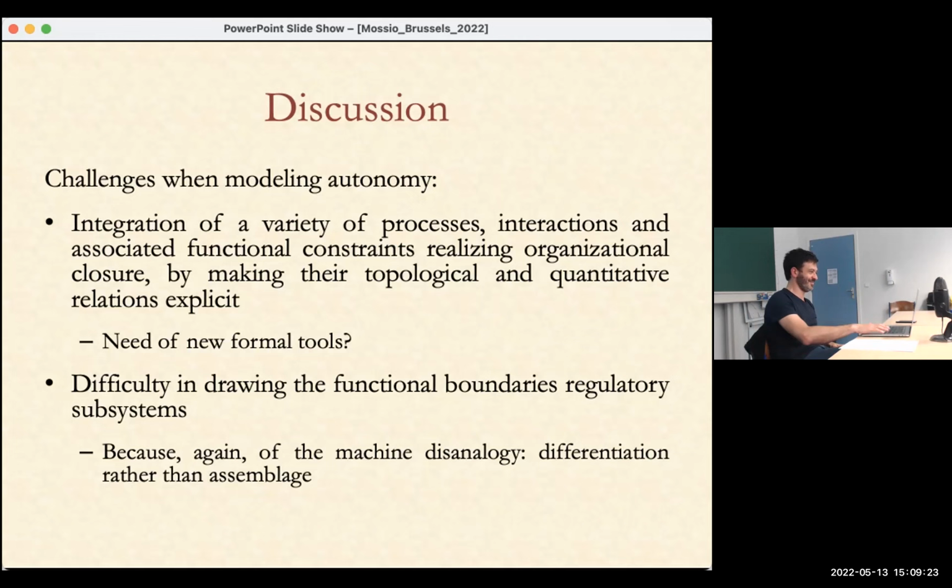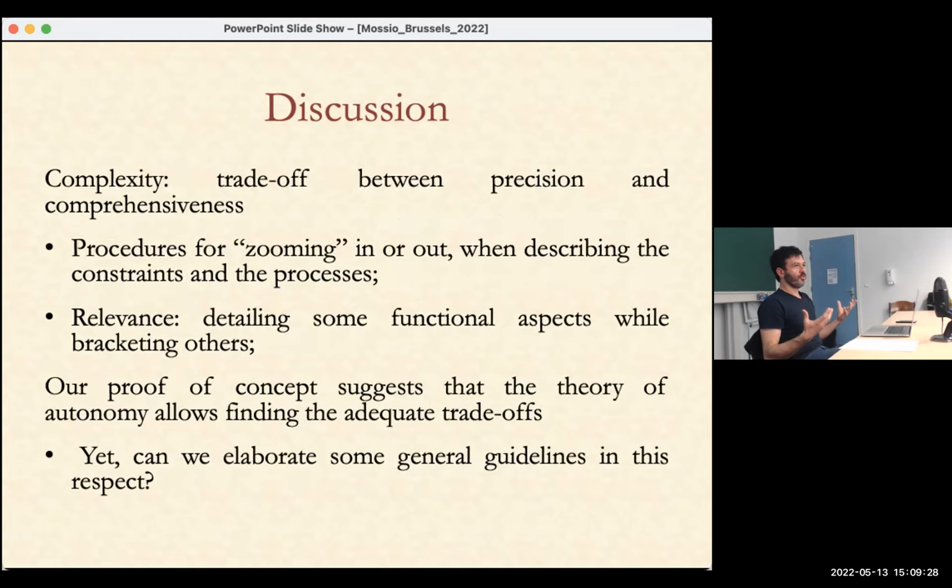And of course, there's also a problem of representation of complexity. Organicist models of this kind have to find a trade-off between precision and comprehensiveness. You cannot represent everything, but if you accept the closure thesis, this means that everything depends on everything. So you need a strong theory enabling you to select, not only conceptually, how do we select relevant information while keeping the essential information, but also procedural zooming in or out. That's something that we did informally in our model.